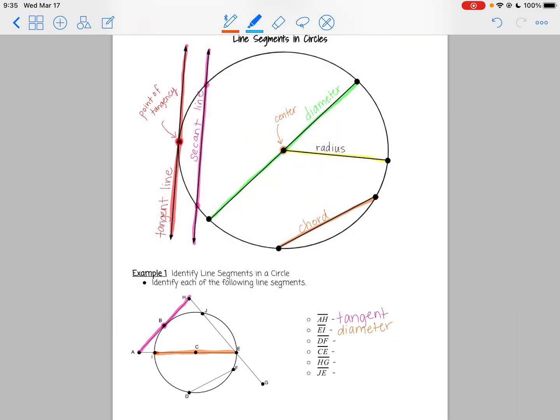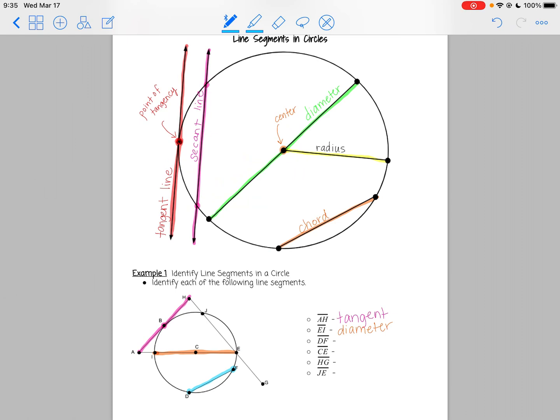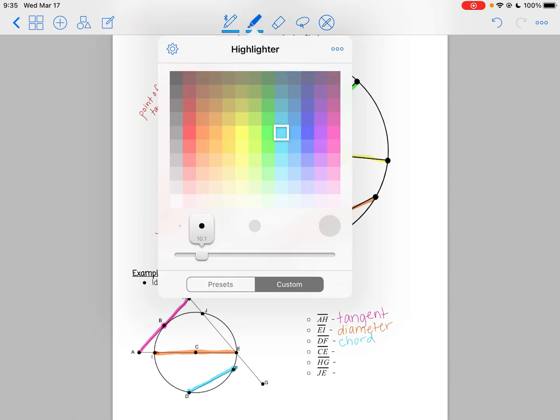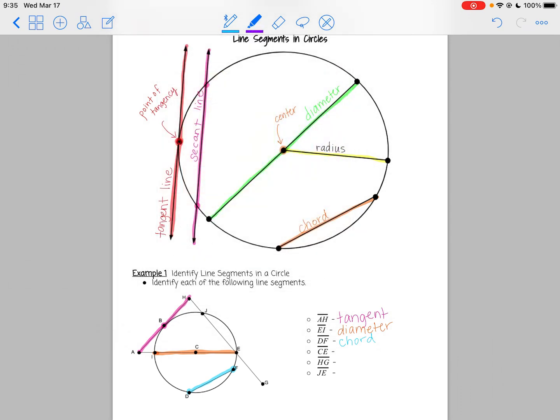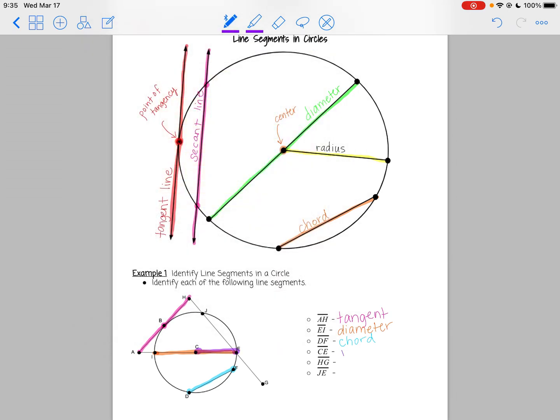The next segment is segment DF. And DF has endpoints on the circle, but it does not go through the center. So this is a chord. Next we have segment CE. So C is the center of the circle, E is a point on the circle. That makes that segment a radius.